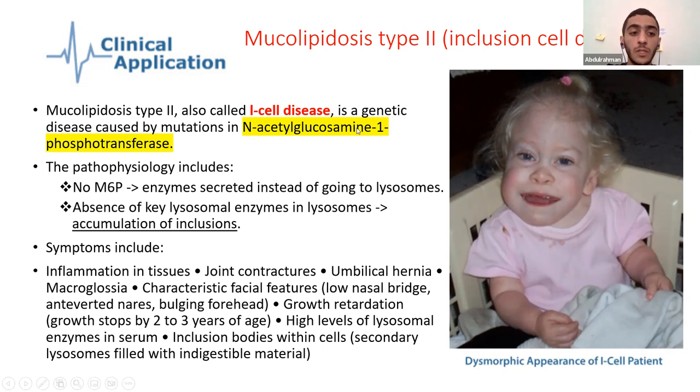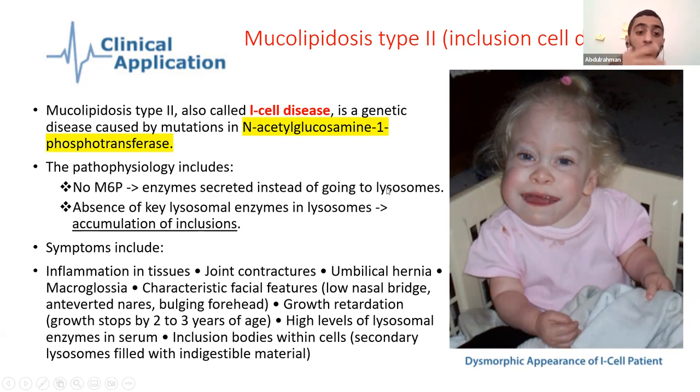So the N-acetylglucosamine phosphotransferase is not able to put the phosphate on the mannose. And since it's not able to put the phosphate on the mannose, there's no mannose 6-phosphate, so it's not gonna bind on its special receptor, and it cannot be taken into the lysosome. What happens instead is that this mannose sugar will be sent outside the cell, okay? So it will be secreted outside the cell instead of going to the lysosomes.